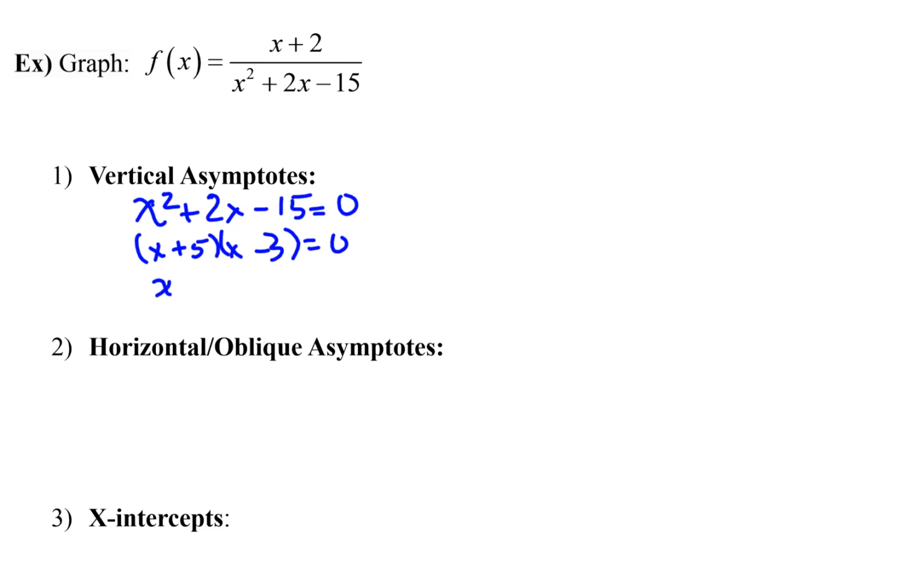So then that means x is equal to -5. That's my first asymptote, and x equals +3. That would be my second vertical asymptote.